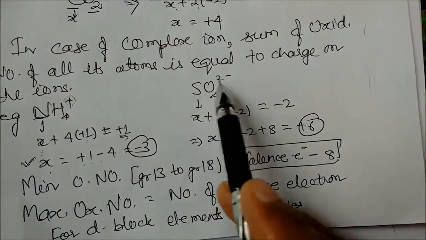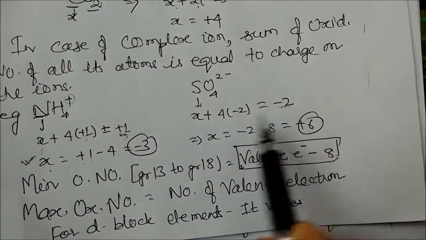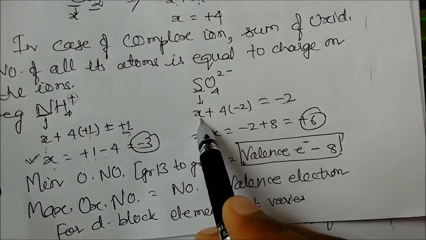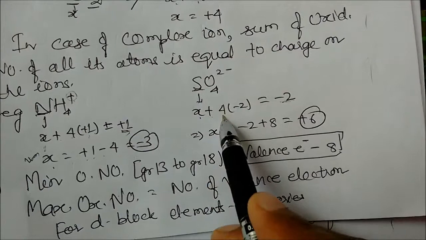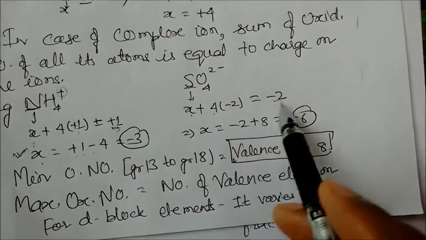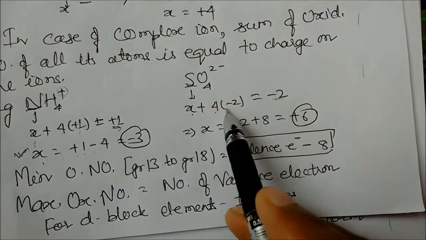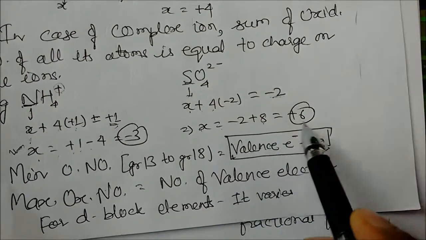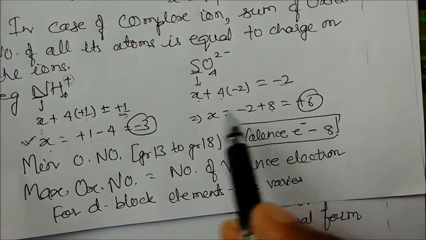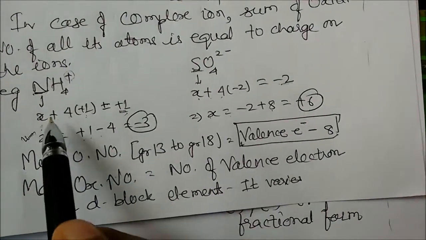Similarly, sulfate. Here the total charge of the sulfate ion is -2. We don't know the oxidation state of sulfur. So put sulfur as unknown quantity x plus there are 4 oxygens. Each oxygen bears -2 charge. So on solving, we get x equal to -2, 4 into -2 is -8. This side +8, so it becomes +6. In this way we can find the unknown oxidation state of any other element which is not in the rule.